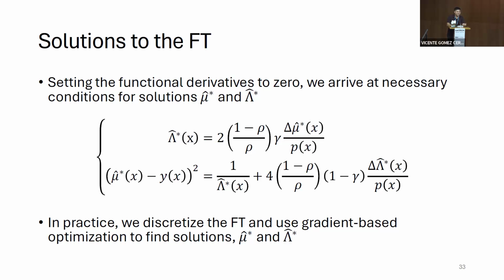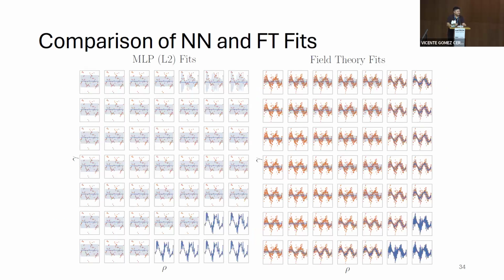Now, these are nice analytic results, but if we want to actually see these fits and how we got that phase diagram, we discretized our field theory and used gradient-based optimization to find solutions mu hat star and lambda hat star. So here are grids of fits from the neural networks, they were MLPs that we fit, as well as fits coming from the field theory.